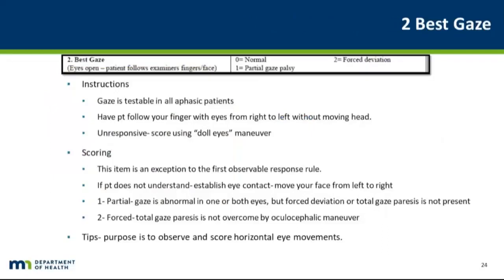This element is only testing horizontal gaze. Have the patient follow your finger with their eyes from right to left without moving their head. If the patient does not understand, establish eye contact and move your face from left to right. Unresponsive patients can be scored using the doll eyes maneuver. This is an exception to the first observable response rule.